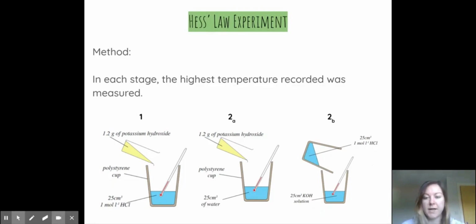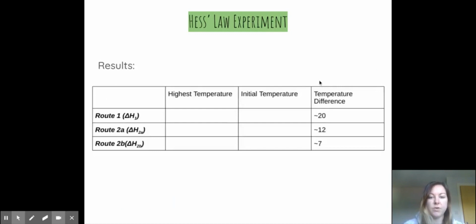For experiment 1, we're adding 1.2 grams of potassium hydroxide straight into the acid. For stage 2A, what we're doing is dissolving the potassium hydroxide in water. And then 2B, we're adding that solution of potassium hydroxide to the hydrochloric acid. And in each stage, the highest temperature was recorded. So the results that you get in class would be put highest temperature and initial temperature to get that temperature difference. I have just put in some random values that we can work through as an example today.